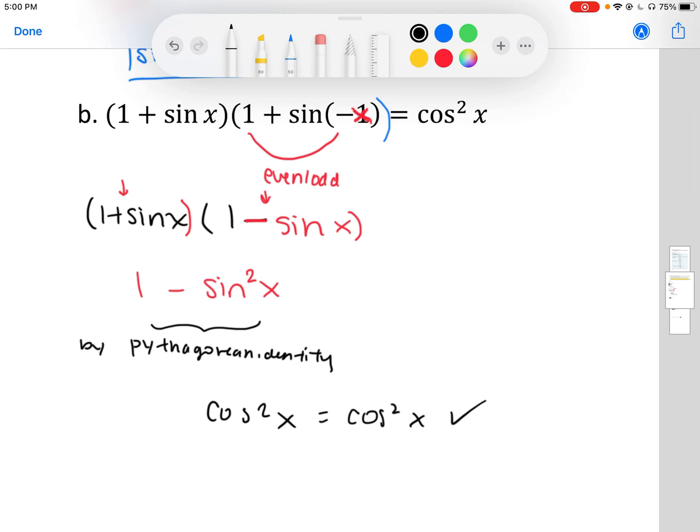Now, one important thing about verifying trig identities is you can't treat your equation where you can move things from one side to the other. You have to keep everything strictly on the left side or on the right side. You can't move them around.